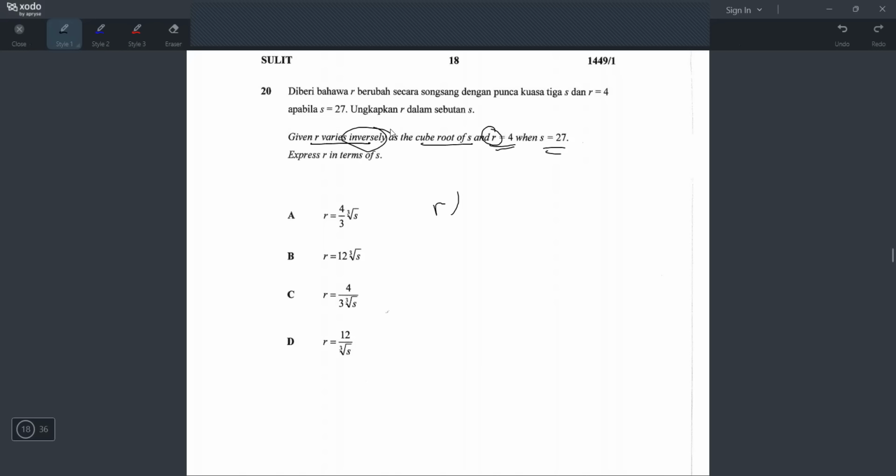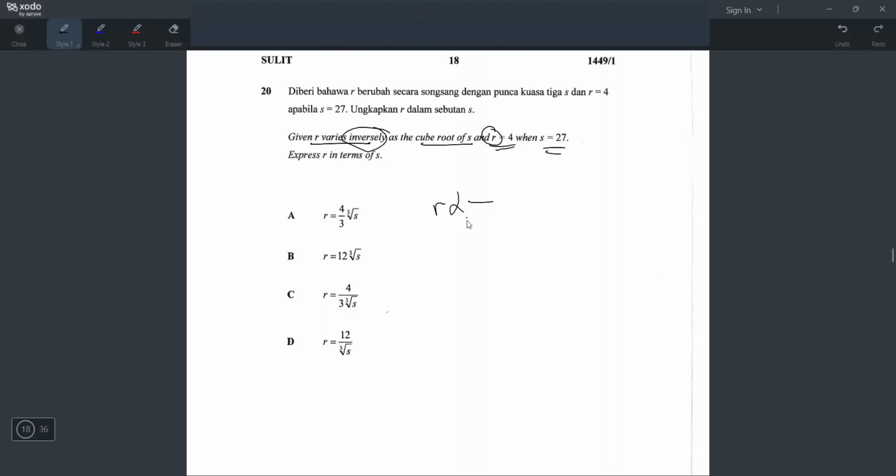So R varies inversely. Inversely means it will sit at the bottom. If directly, it sits on top. Directly is top with top, inversely is top with bottom. So R varies inversely as cube root of S. It means that the cube root of S has to sit at the bottom.